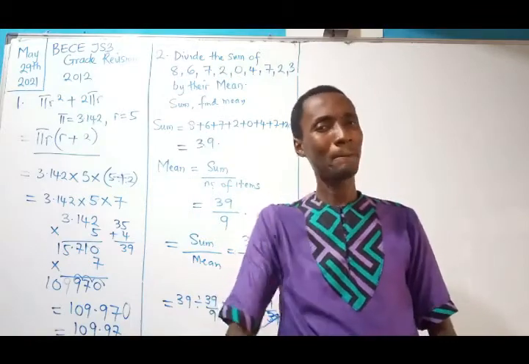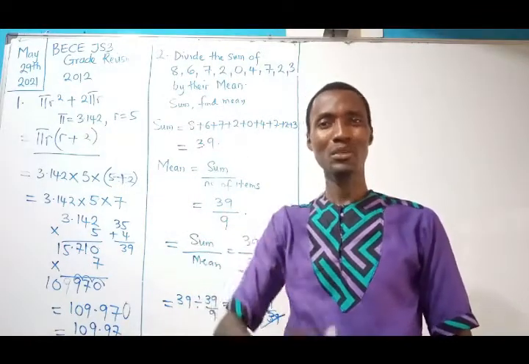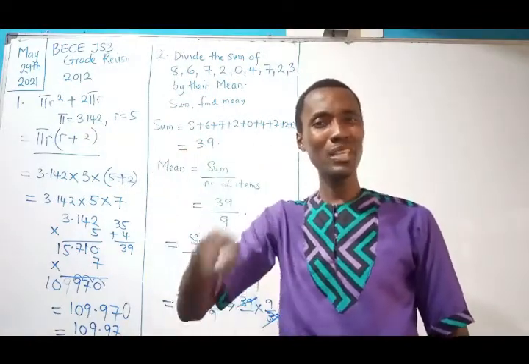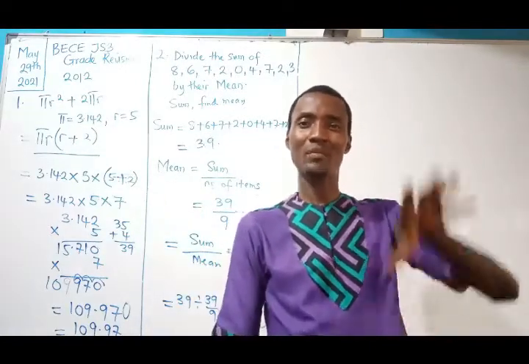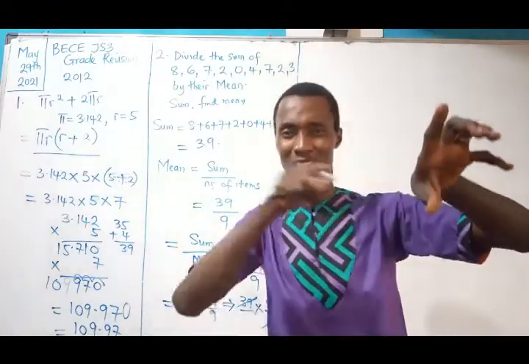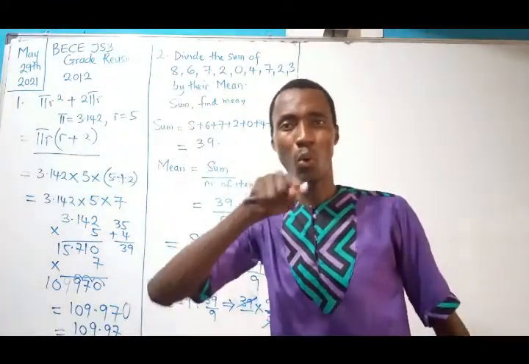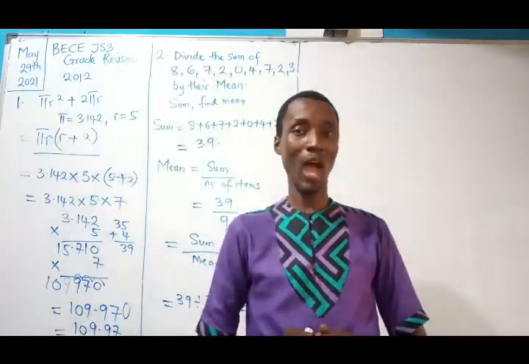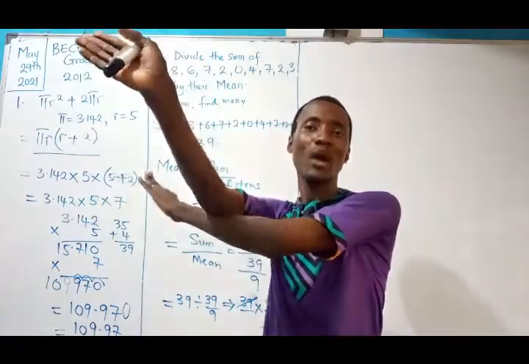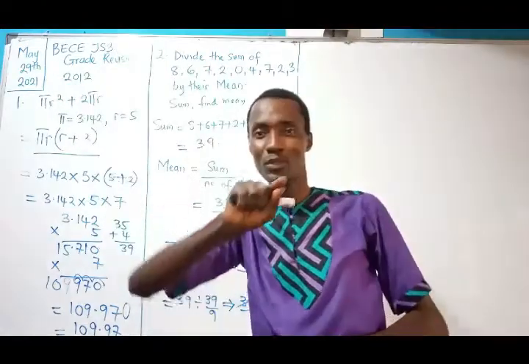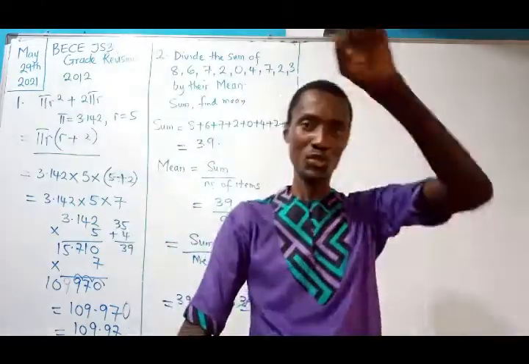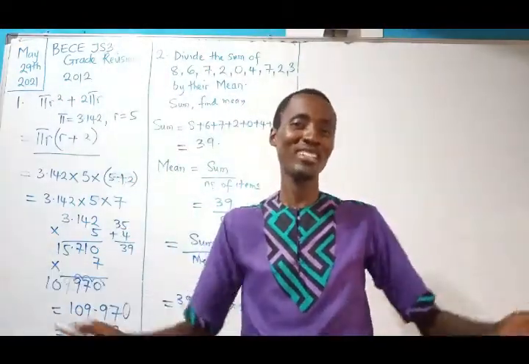Divide the sum by the mean. What is the mean? The mean is the sum divided by the number of the items. So it is more like sum divided by sum over number of items. And what happens? The right-hand side will turn. You now have sum times number of items over sum. Sum will go with sum, and you have number of items as your answer.